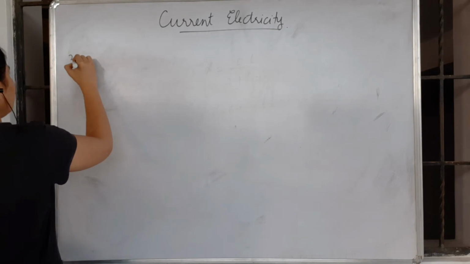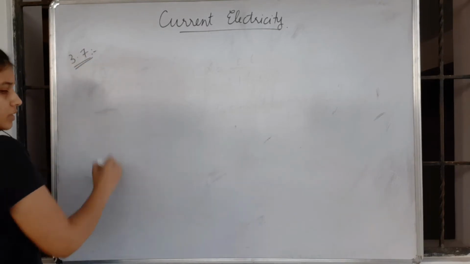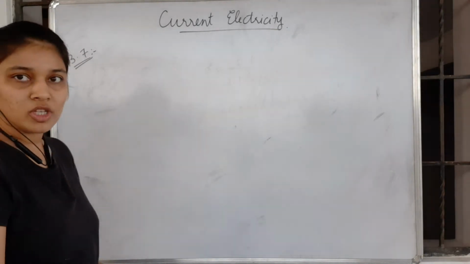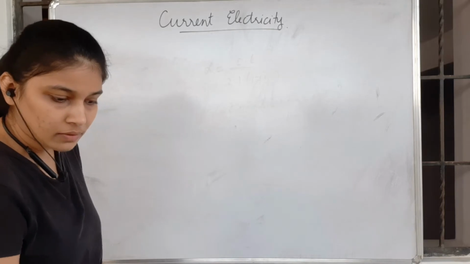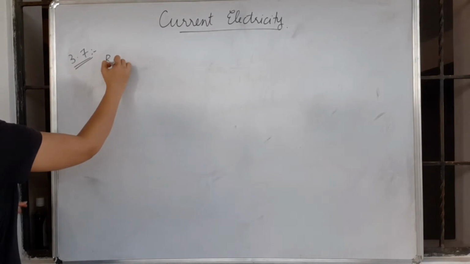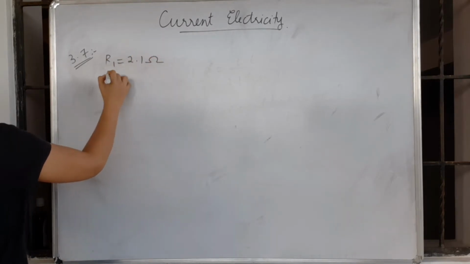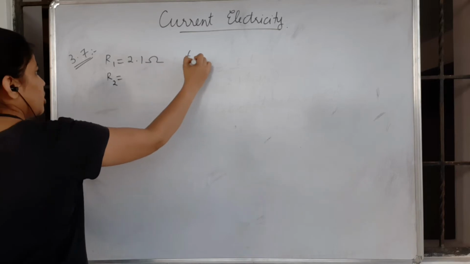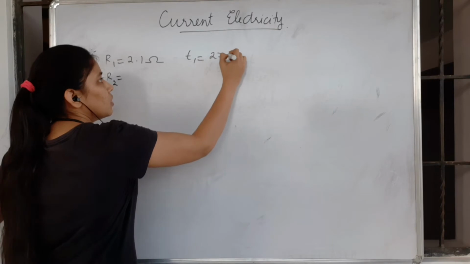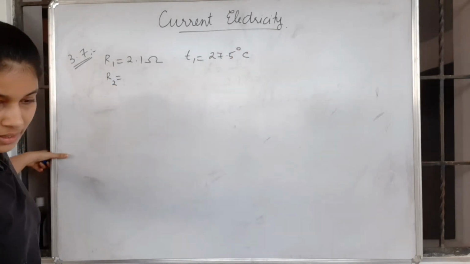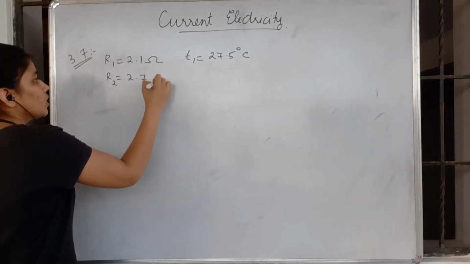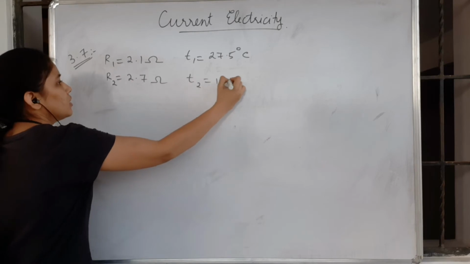Question number 3.7 is basically the same type of finding the temperature coefficient. It is given that a silver wire has a resistance of 2.1 ohm. Let me write R1 is equal to 2.1 ohm, and the temperature at which it is 2.1 is 27.5 degrees Celsius, and the resistance of 2.7 ohm is at 100 degree Celsius.